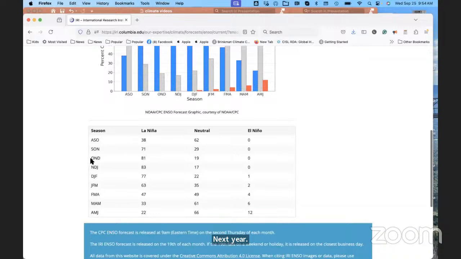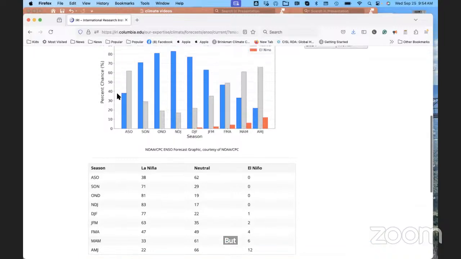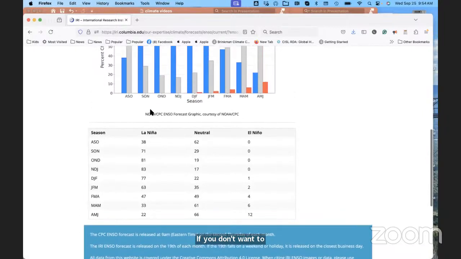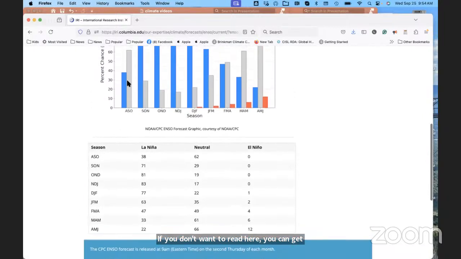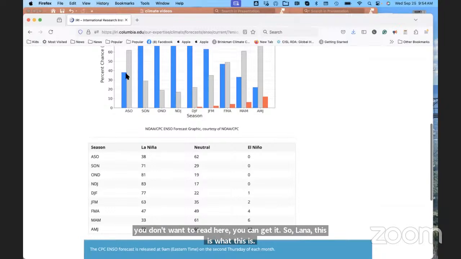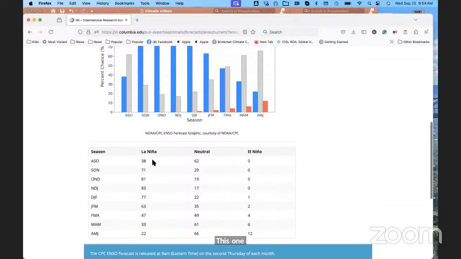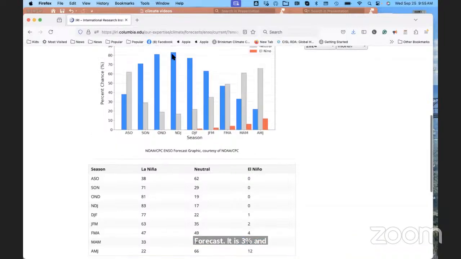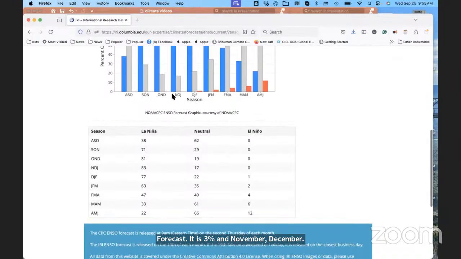If you don't want to read it from the plot, you can get the numbers. So La Niña is 38%, this one here, so La Niña is 30-something% here, 38% La Niña, 60-something% neutral, 0 El Niño. And the highest La Niña forecast is 83% in November, December, January, this one here, okay?